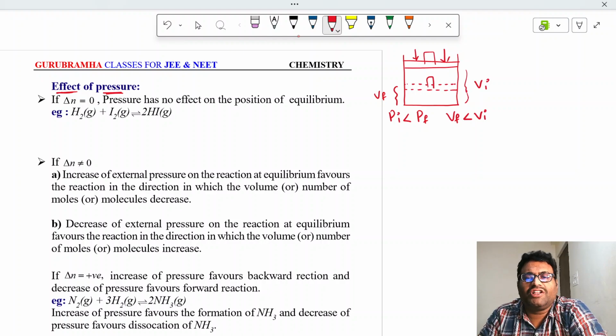Already we have studied from Boyle's law that at constant temperature, volume is inversely proportional to pressure. That means on increasing pressure, volume decreases.